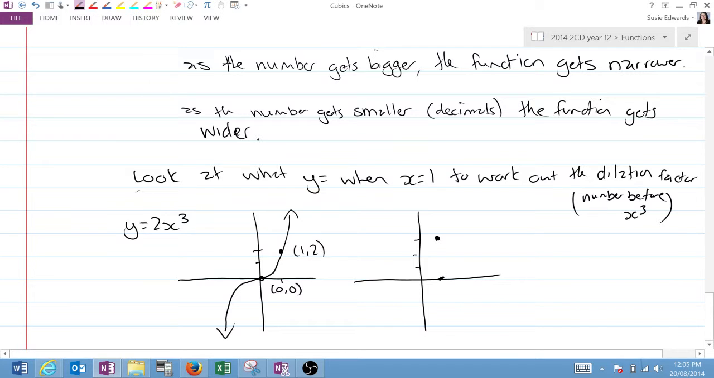If instead it goes through that point there, at 1, 3, and still has that turning point 0, 0, I know that that will be y equals 3x cubed. Can everybody see that? It doesn't work for other points. It only works from going from your turning point to 1 across. But that was the same rule we looked at for quadratics.